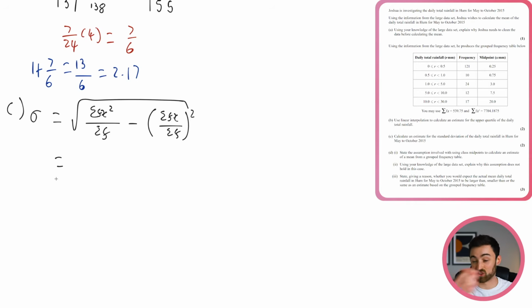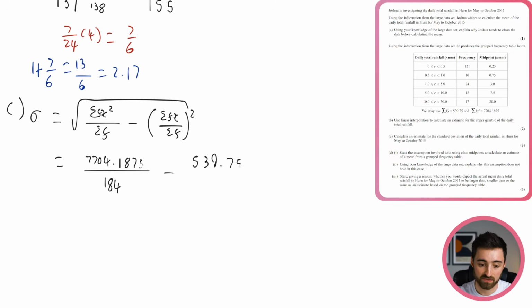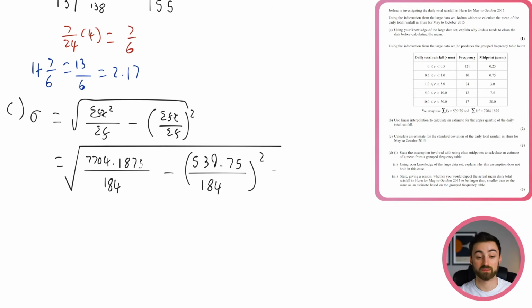So this is easy because they've just given us all of these things, haven't they? So this bit is the 7704.1875, I'm going to need more space here. And then the sum of f is that total frequency that we added up before, and I believe that was 184. And then minus the 539.75 over 184, and all of that's going to be squared. And then this whole thing is going to be square rooted.